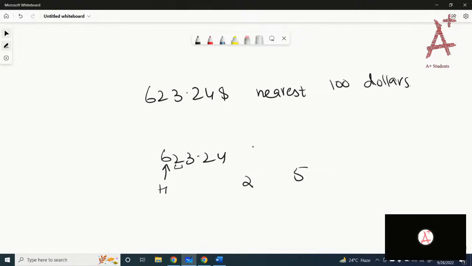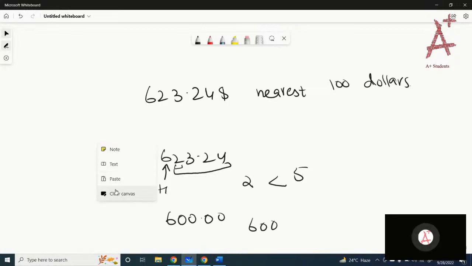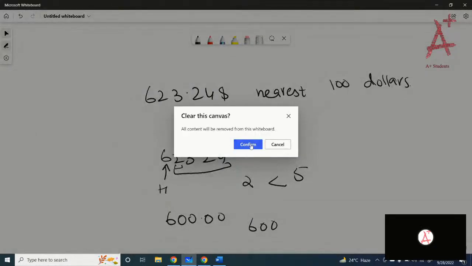2 is, very good, less than 5. That means you have to keep the same digit, and just replace all the digits that are at the right hand side with 0. So it becomes 600.00, that means 600. So $623.24 is rounded to the $600. Got it? Select the correct option and click on the OK button.